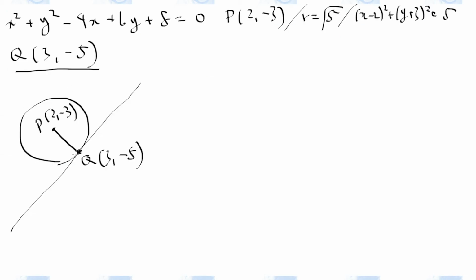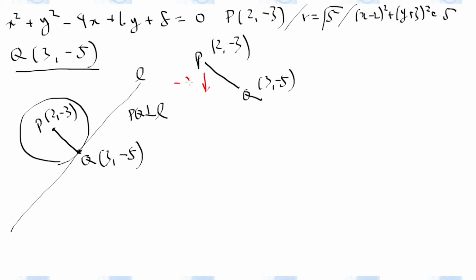So we have our circle here, and Q is a point of tangency to the circle, and we need to find the equation of this straight line, and let's call it L. To find the equation of a straight line, you need the slope, and you should know that PQ is perpendicular to line L. So if we can find the slope of PQ, then we can derive the slope of L. To go from P to Q, we go -2 and +1. So the slope of PQ is -2.